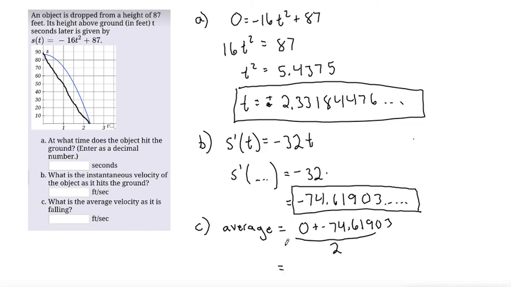So that gives me negative 37.3095, and continuing on. Again, I'm just taking the repeating decimal because it doesn't say how to round.